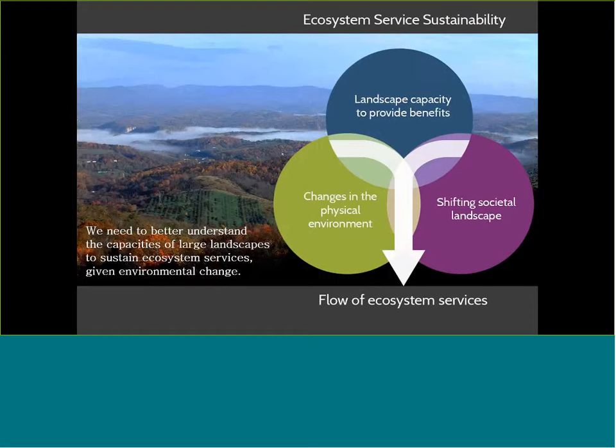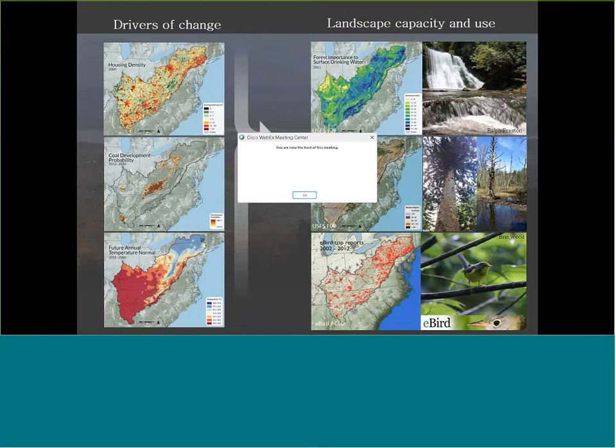So just real quickly, when we're talking about sustainability, we're thinking of the different capacities of different landscapes to provide a variety of kinds of benefits to people, and those capacities vary, of course, with changes in the physical environment, with changes in society. We're trying to develop tools to better understand the capacities of large landscapes to sustain ecosystem services given these kinds of change. Jessica's already gone over.